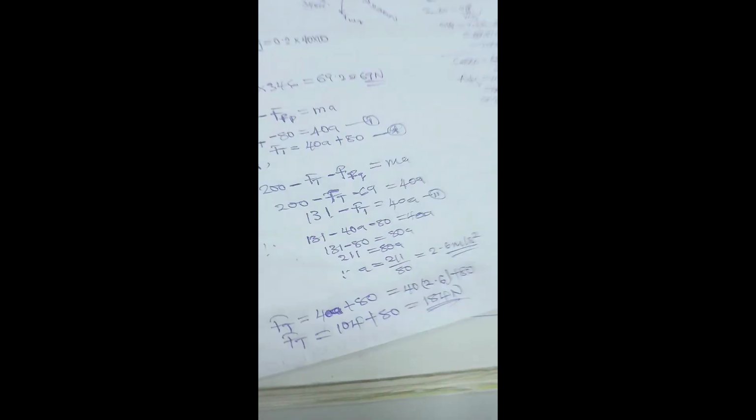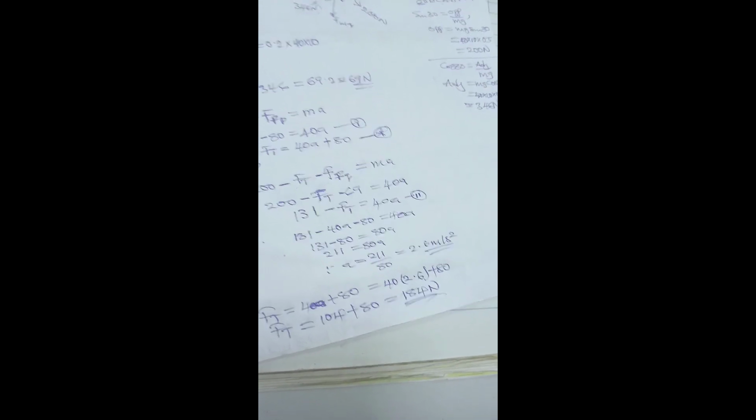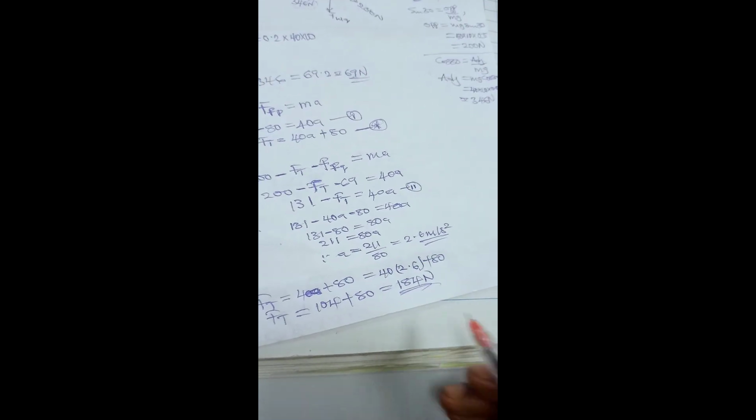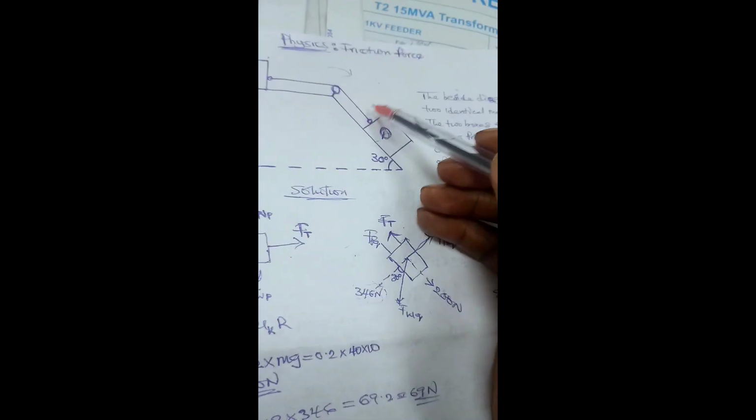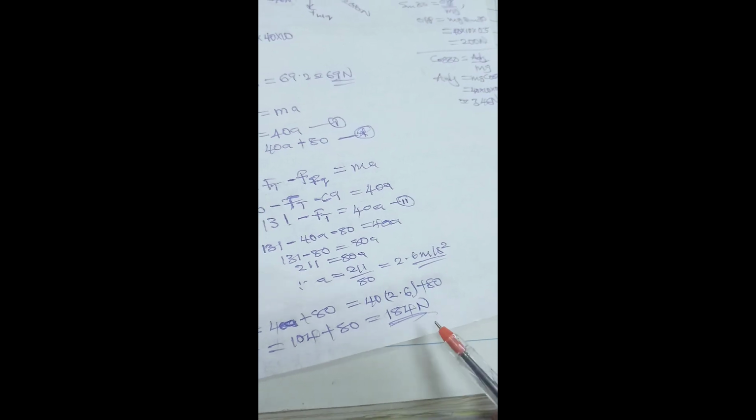So the acceleration of each of these boxes is 2.6 meter per second square, while the tension in the tie cord is calculated to be 184 Newton.